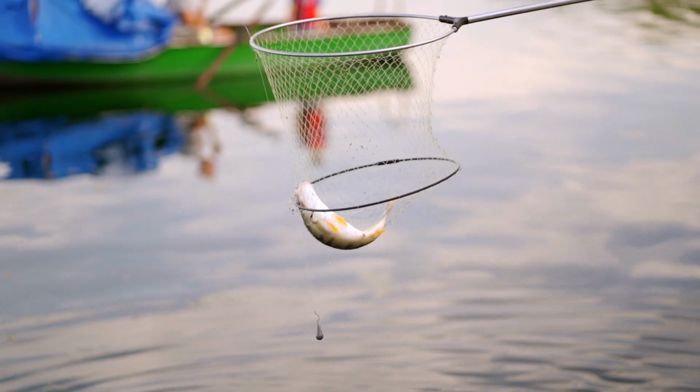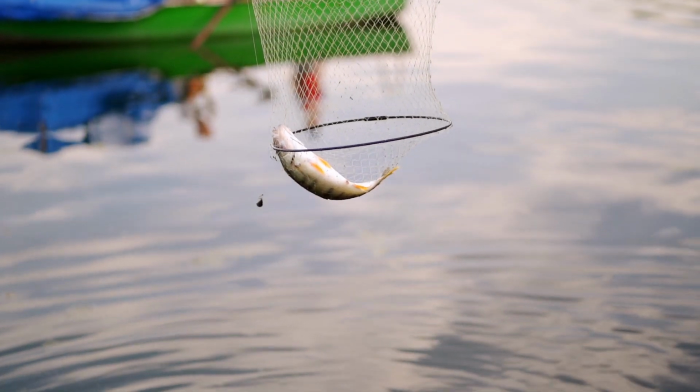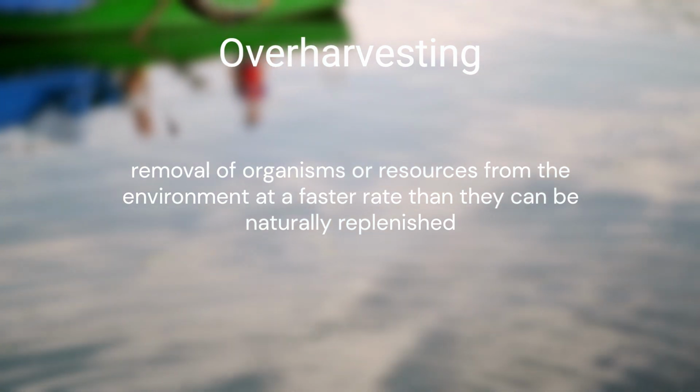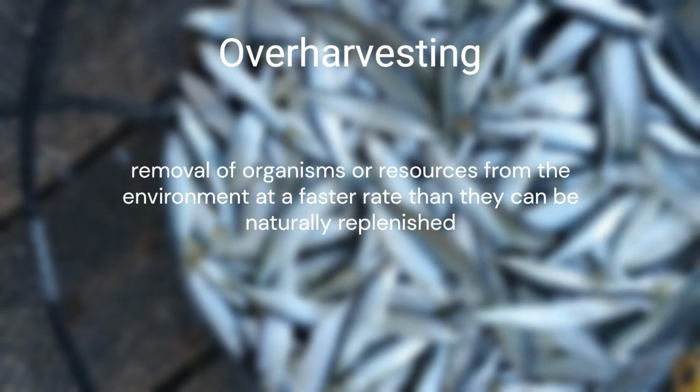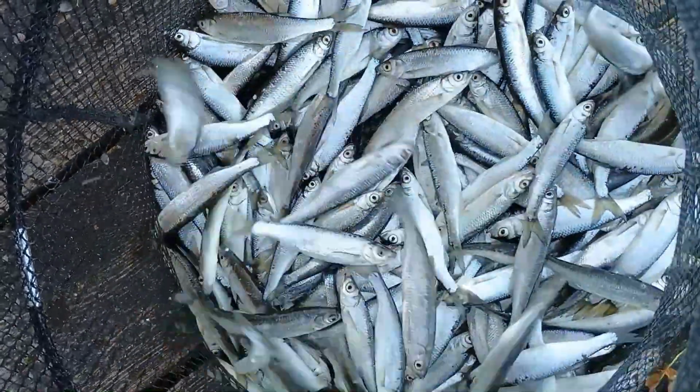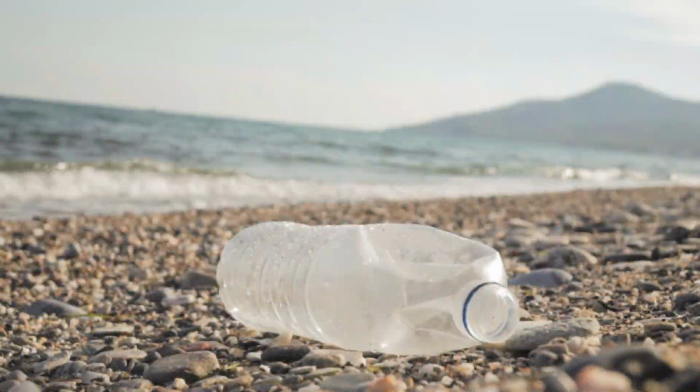Overexploitation of resources is another issue, taking more than nature can replenish. Overharvesting is like shopping from nature's pantry without letting it restock. We can combat this by respecting protected areas, enforcing hunting laws, and supporting conservation efforts.